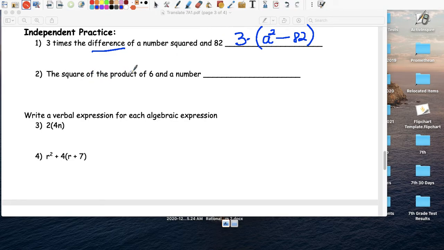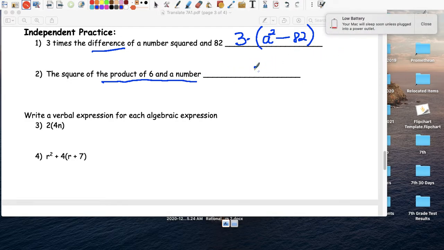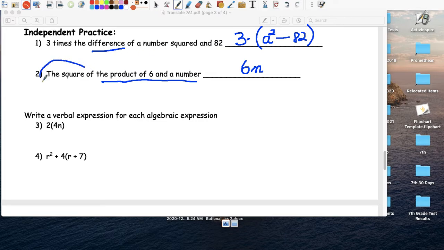The square of the product of 6 and a number. Oh, okay, so that, in other words, says the product of, let's try this first. Let's start with this. The product. Product means multiplying. Who am I multiplying? We're multiplying 6 and a number, or 6n. Right? That's the product, 6 times a number. And we're going to take that and we're going to square it. So square means to the second power, so put that in parentheses, and second power.